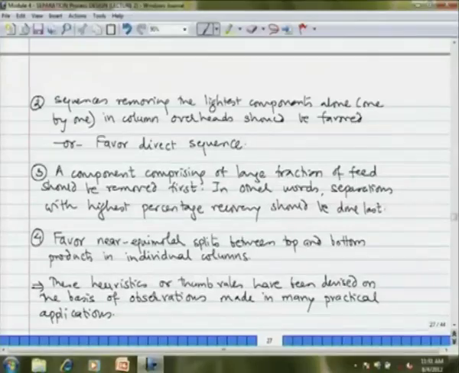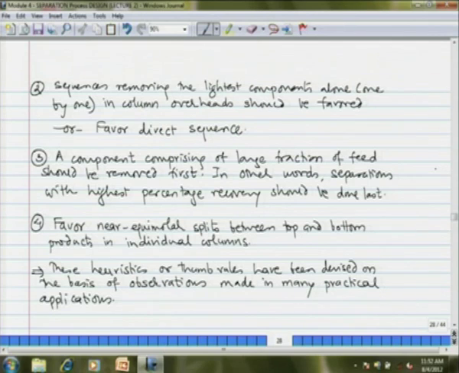This is the first heuristic. The second heuristic is that sequences removing the lightest component alone, one by one in a column overhead, should be favored, or the direct sequence should be favored. The components are removed in the order of their relative volatility, highest relative volatility first, followed by decreasing relative volatility.